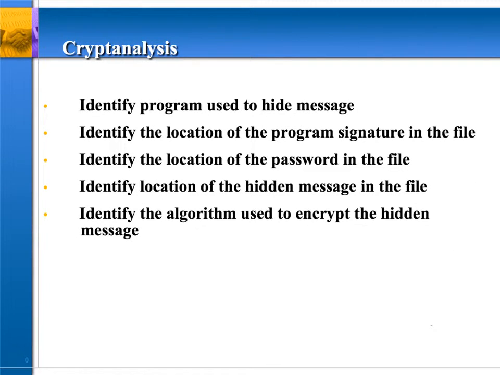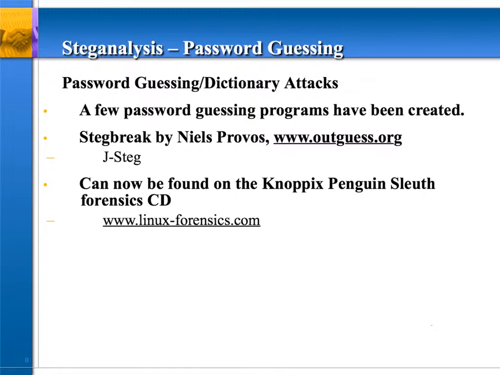So, cryptanalysis, and I'll end on this one, even though we have more slides, we're going to go right to the handout. Cryptanalysis identifies the program used to hide a message, the location of the program signature in the file, the location of the password, the location of a hidden message, and the algorithm used to encrypt it. All of that can be used to decrypt it if you have the right tools. You can do password guessing, which can take forever depending on the strength of the password and what encryption was used. Knoppix is a CD I do recommend.